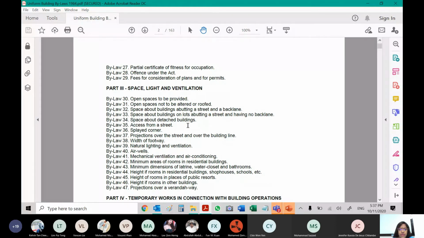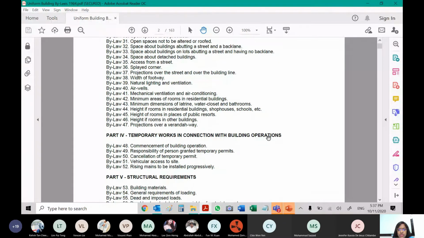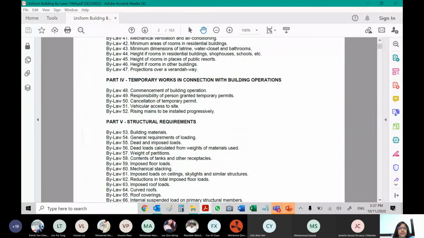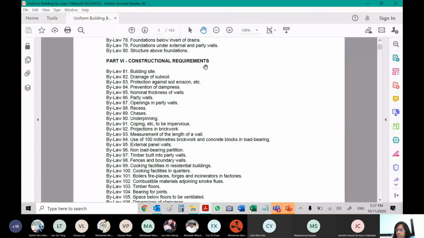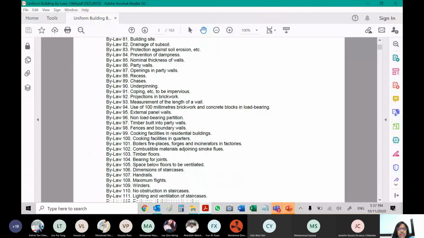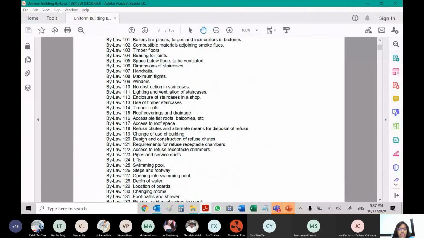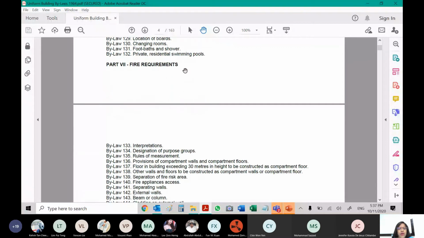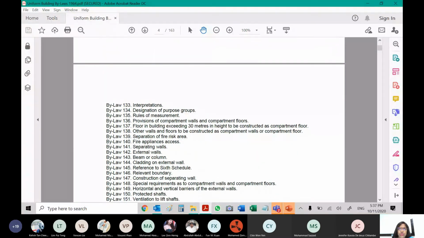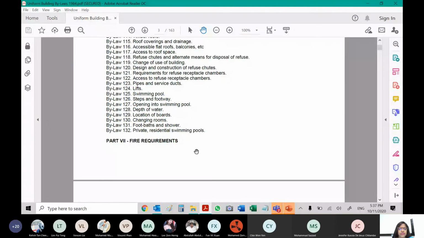You can adapt them strictly in your designs, in your work. Temporary works in connection with building operations. Structural requirements, all types of structures. We're coming back to this one later. And then construction requirements, all the types of how the site should be maintained during construction, and then after construction, what the structures to be maintained are. Fire requirements. Although you have OSHA requirements, fire requirements are also one of the things that come together with UBBL.